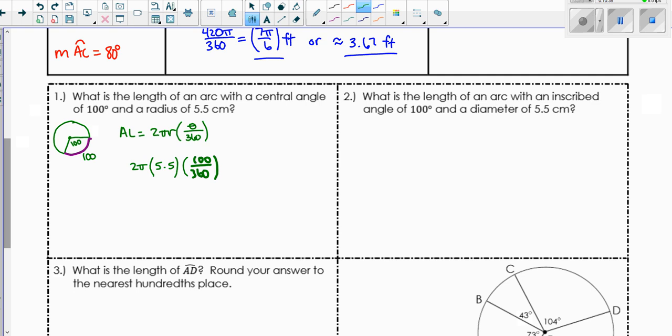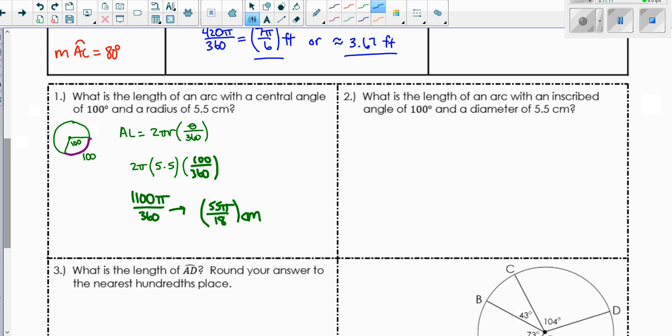Alright, I'm going to find the exact answer for this. So in my calculator, I'm going to do 2 times 5.5 times 100, which gives me 1100 pi out of 360. I'm going to let my calculator simplify that for me. So I'm going to just divide 1100 by 360, and then I'm going to change that back into a fraction, and I get that my arc length is 55 pi over 18, and that would be centimeters. Don't forget your pi. And that's your answer.